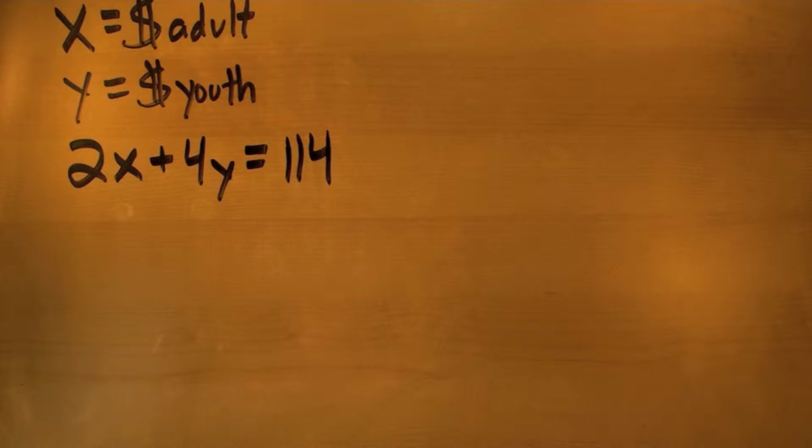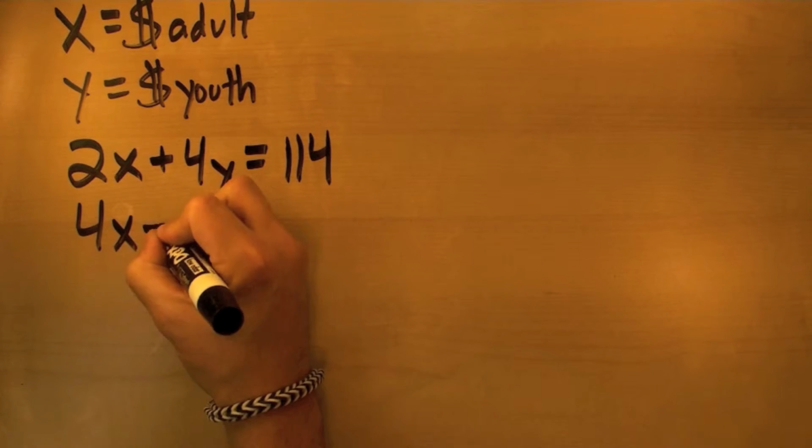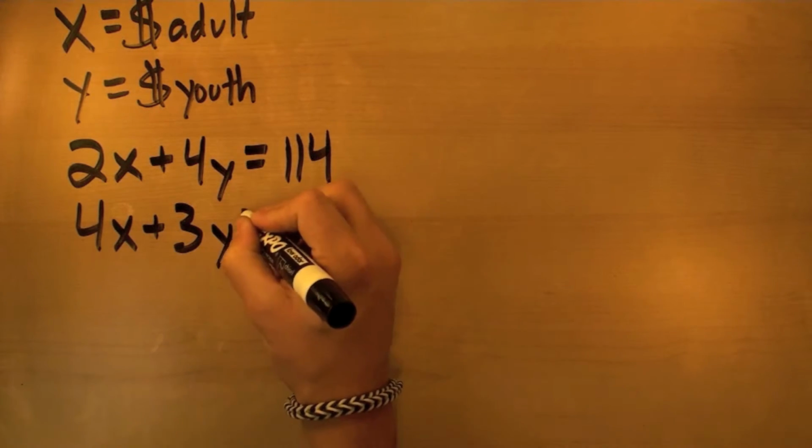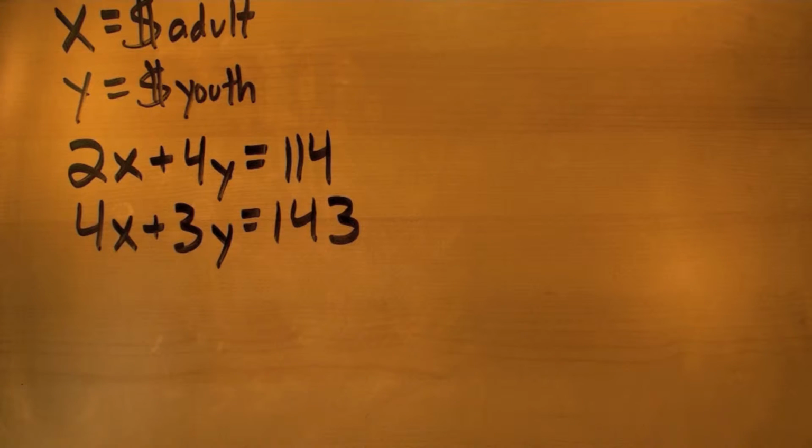So the second scenario is that George's family spent $143 on 4 adult tickets and 3 youth tickets. So in this case we get 4x plus 3y is equal to 143. And there we have our system of equations that we then need to go through and solve.